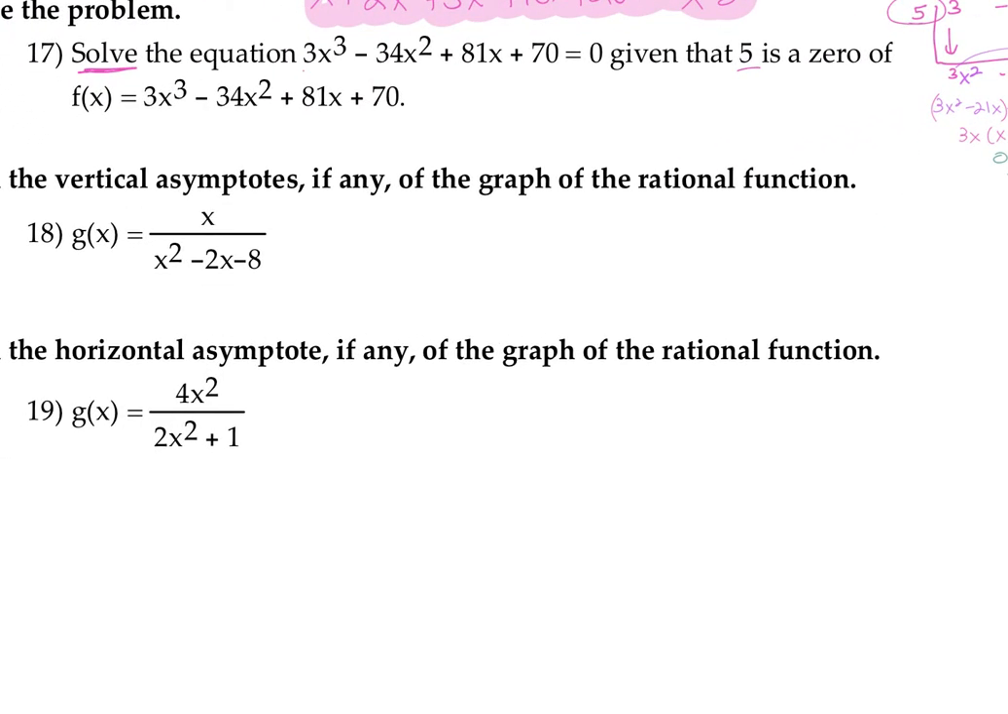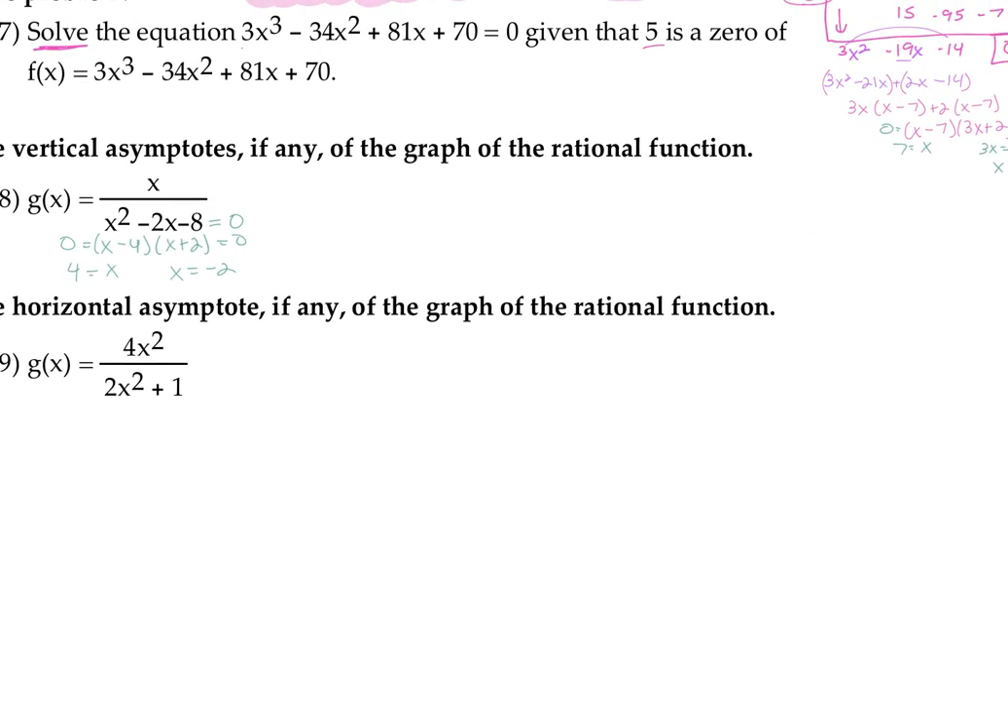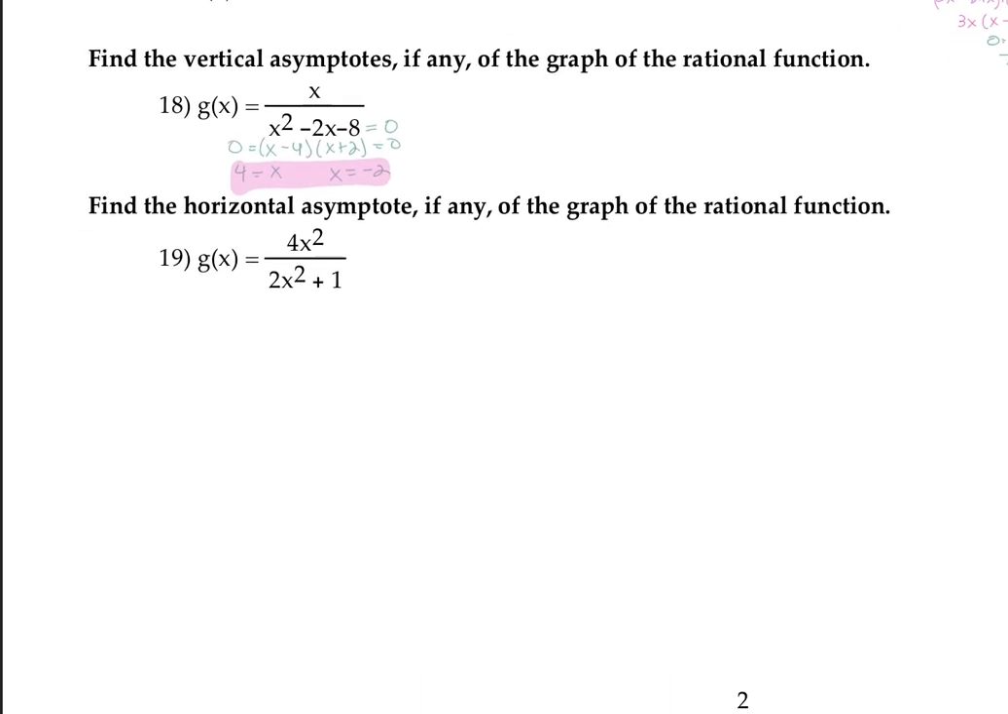All right, for 18, it says vertical asymptote. So for this, we set our denominator equal to 0. This factors to x minus 4 and x plus 2. So each of them equals 0. X would equal 4 and x would equal negative 2. And those would be our vertical asymptotes. They're asymptotes, so they're lines. They get the x equals as part of the answer.